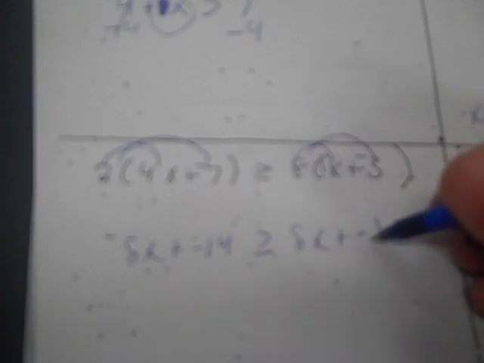Okay, next problem. Well, we got parentheses. That's the first thing. 2 times 4x, 2 times negative 7. It's going to make 8x plus negative 14. And then my sign. That's going to make 8x plus negative 24.